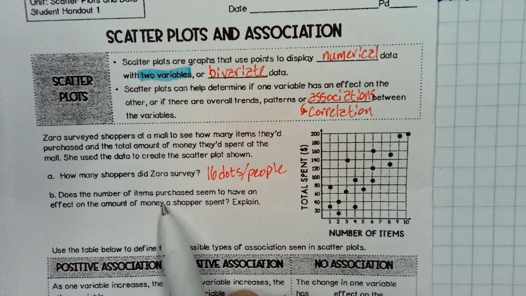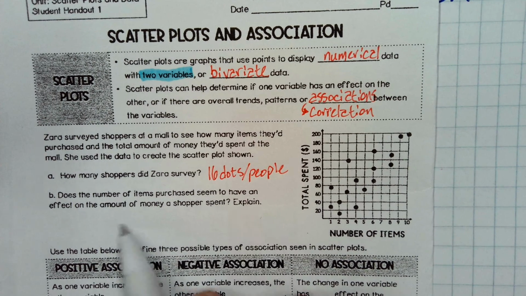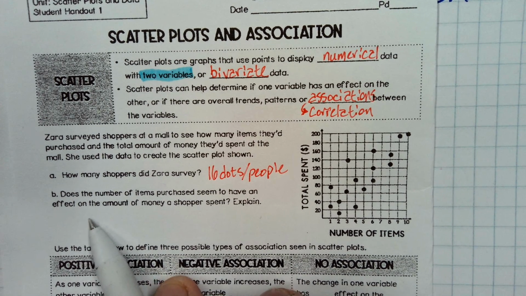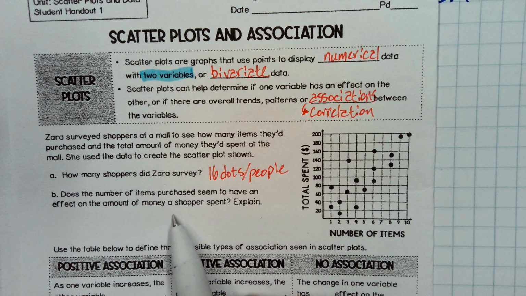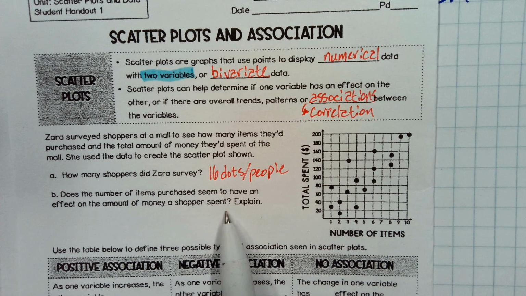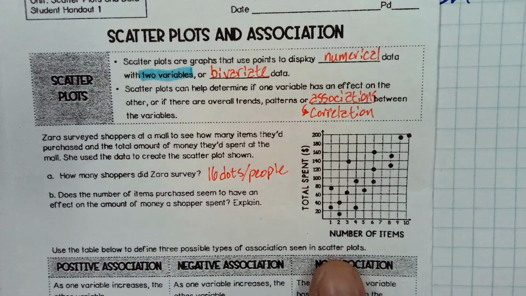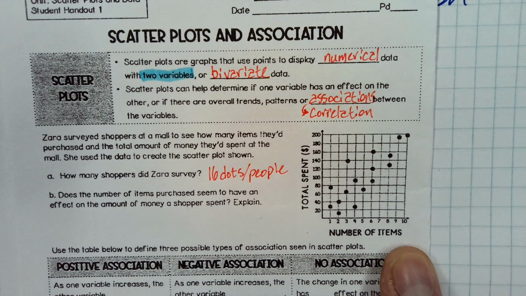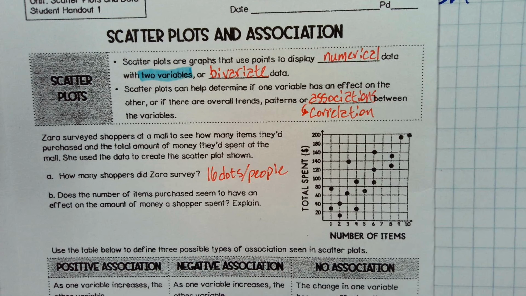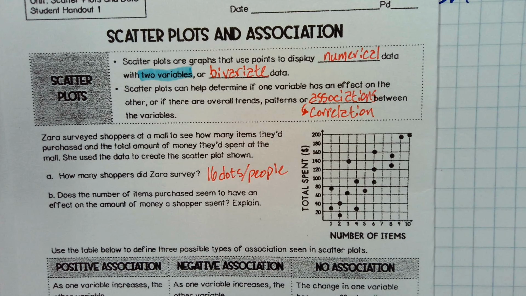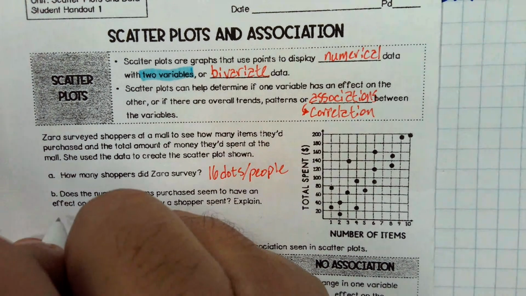Does the number of items purchased seem to have an effect on the amount of money a shopper spent? What do you think? In other words, does the number of items you buy tell us anything about how much they spent? I would say yeah. I would agree with Jaden. Yes.